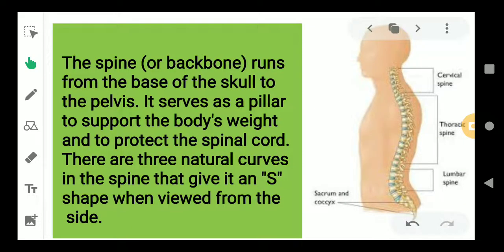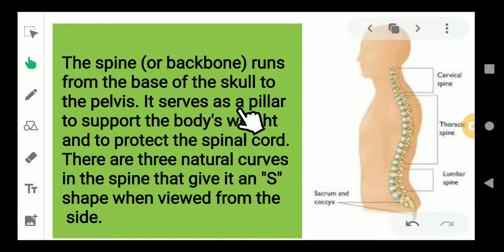The spine or backbone runs from the base of the skull to the pelvis region. This is the base of the skull. From here to here, this is the pelvis region. Pelvis region means it has the shape of a basin. This is the bottom portion, just below the abdominal portion. It has the shape of a basin.